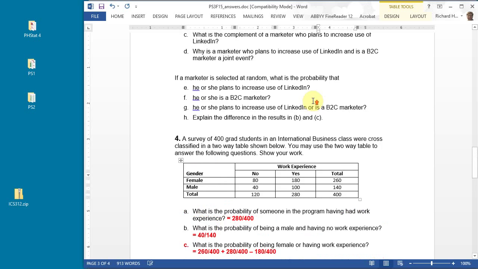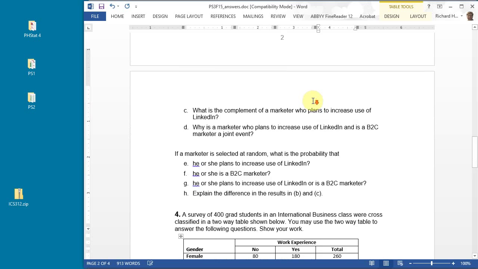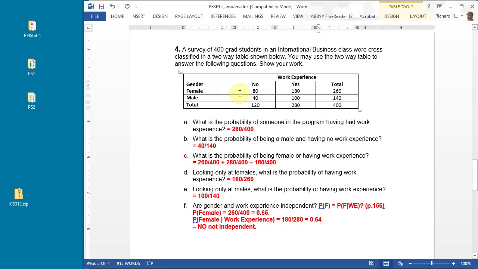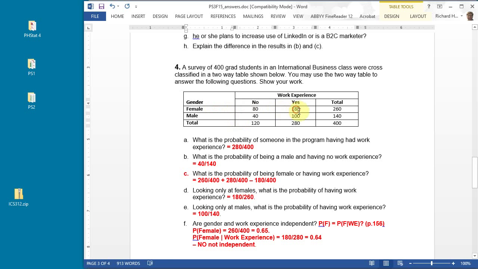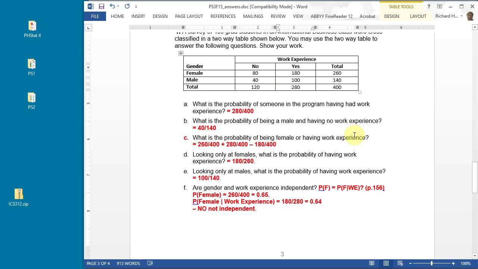So we've got simple events here: someone's a female, or someone's a male, or someone had work experience. And we have joint events: you're male or female, and you had work experience, and so on. Let's answer these questions. What is the probability of someone in the program having had work experience?